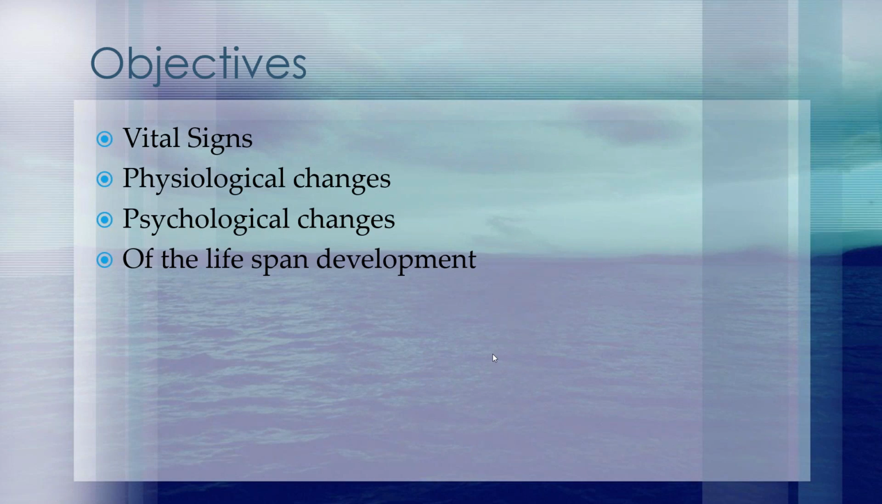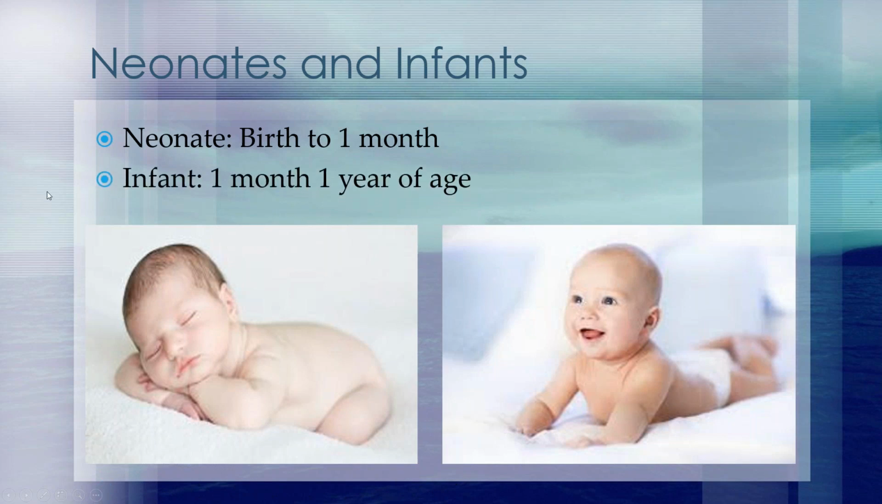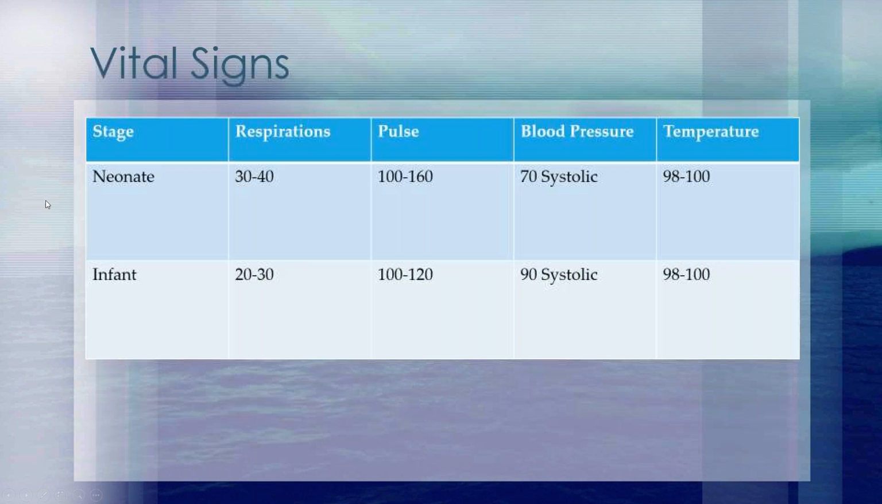So first, we're going to be talking about the neonates and the infants. So for age range for them, this is going to be birth to 1 month of age for the neonate, and then 1 month to 1 year of age for our infant patients. So when we're looking at vital signs, we can see the differences as far as respiratory rate, heart rate, blood pressures. Body temperature is going to be pretty consistent throughout all of our different lifespan developments.